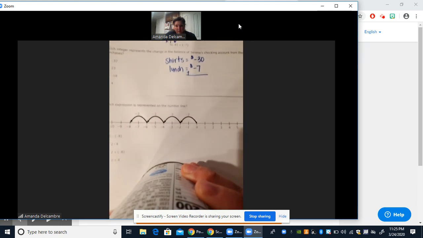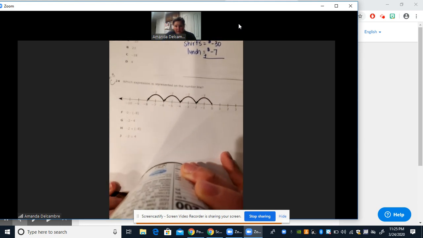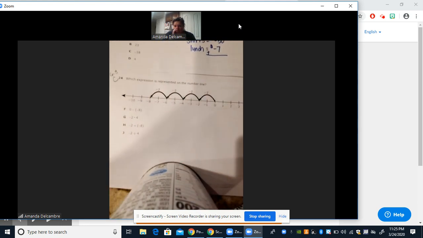Number 24. Let me move my camera down. Which expression can be represented in the number line below? Okay, so there's 2 different ways we can solve these types of questions, guys. I'm going to show you one way you can do it, and then there's another way that you can look at it. All right? Either way will still get you to the answer that we're looking for.